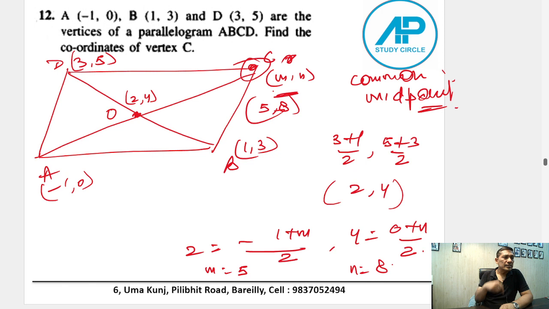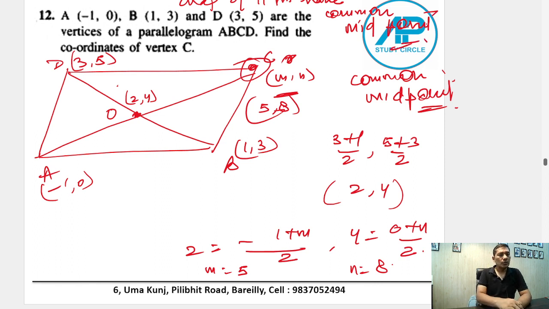It's a very easy question if you do it properly and use the property. So what is the concept? Write it down in the copy or in the book. I always prefer to write in the book along with the question. You should write down the concept: that diagonals of a parallelogram have a common midpoint. I hope you understand this. I hope the question is clear to you.